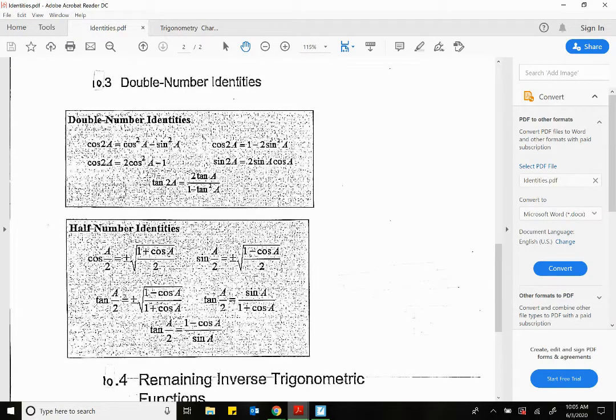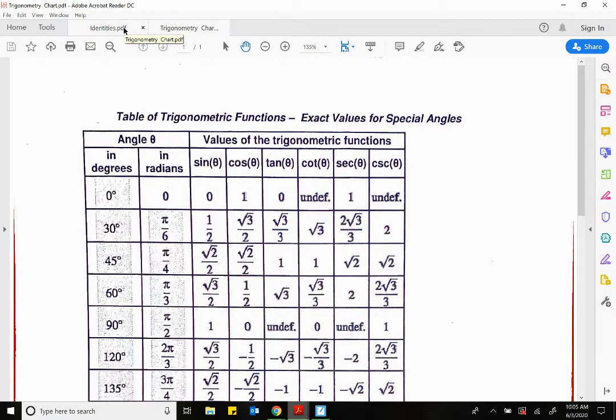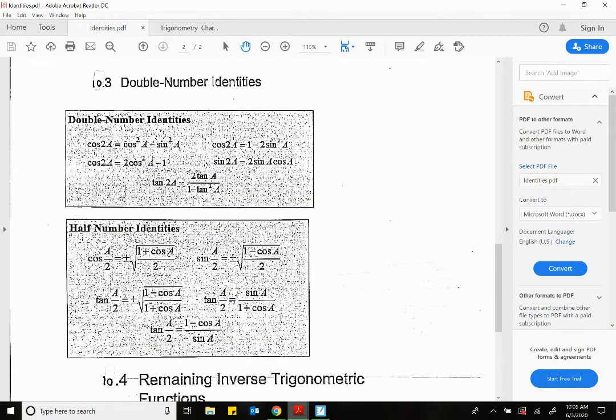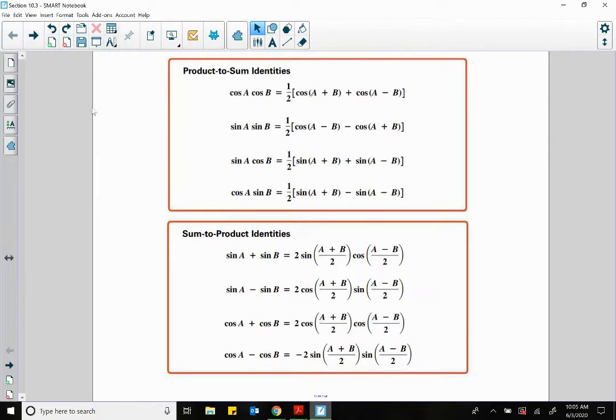Okay, so hopefully you got this handy. I also got your trig chart handy. And the big thing is they're going to want you to use these formulas forwards and backwards, just like what you experienced in the sum and difference trigonometry identities. Okay, so let's get started.